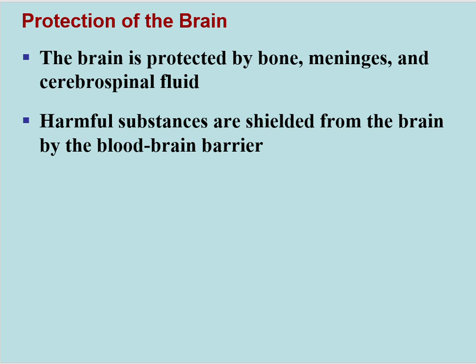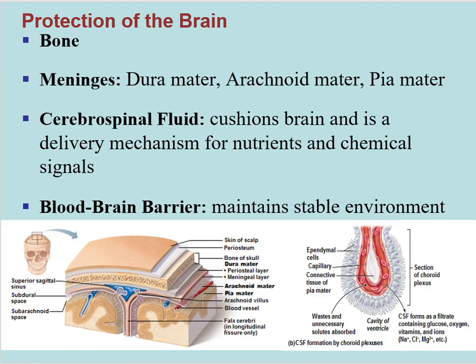Alright, next we're going to be looking at the protection for the brain. So there's bone, there's connective tissue covering called the meninges, and there's cerebrospinal fluid. And there's also going to be a blood-brain barrier. So let's look at a little bit more detail for those.